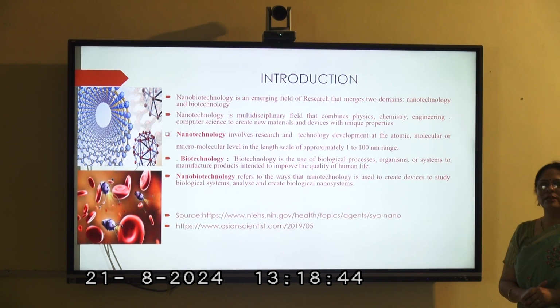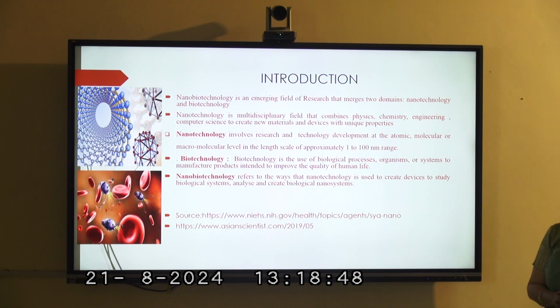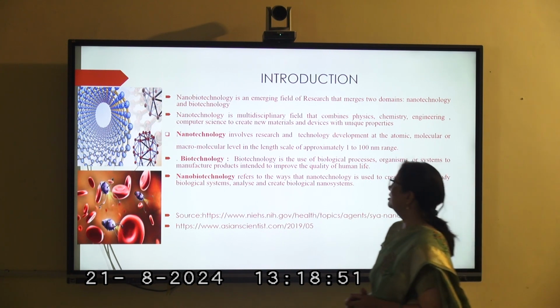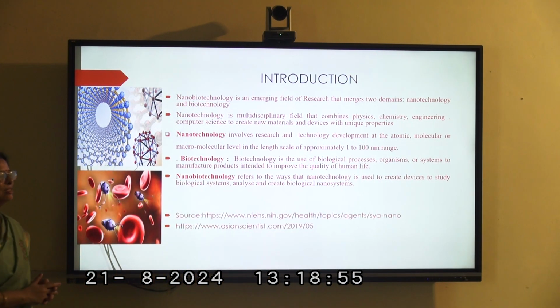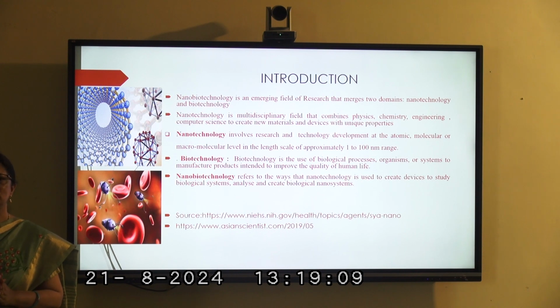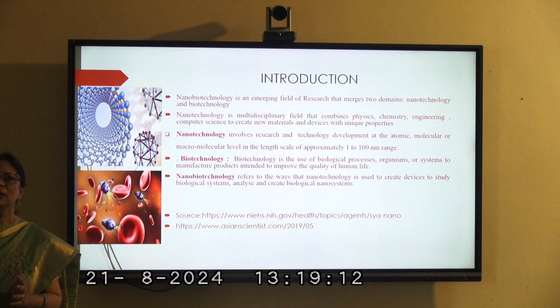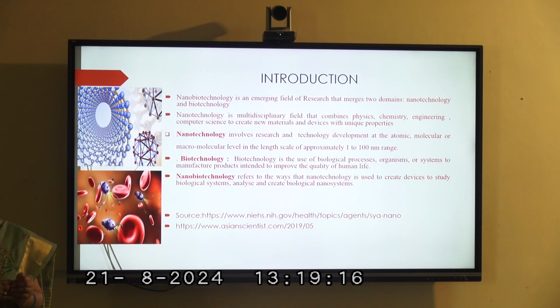Nanotechnology is a multidisciplinary field. It involves all the basic sciences such as physics, chemistry, genetic engineering, computer science to create new materials and devices with some unique properties. For example, in nanotechnology we know the properties of nanomaterials are very different from bulk materials. When any bulk material is reduced to the size of nanoscales, all the properties, such as magnetic, electrical, catalytic and optical properties, change drastically and new unique properties are obtained in that material, which can be used for development of new materials and new technologies.